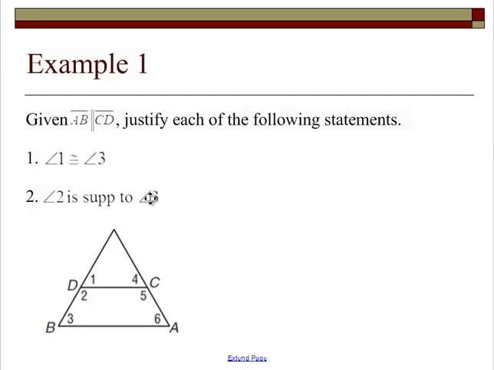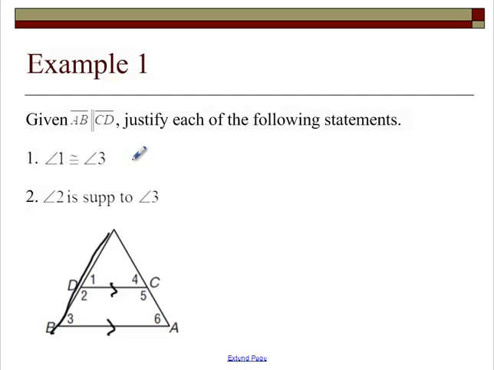So, example 1, justify these statements based off of this picture. We know AB is parallel to CD. Okay, so I'm going to put an arrow on each one to signify parallel. And we want to say angle 1 is congruent to angle 3. When we look at 1 and 3, what type of angle pair are they? They're on the same side of this transversal, and they're in the same top right corner of the parallel lines. So they're actually corresponding angles.